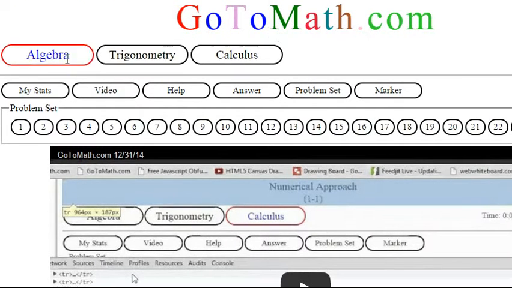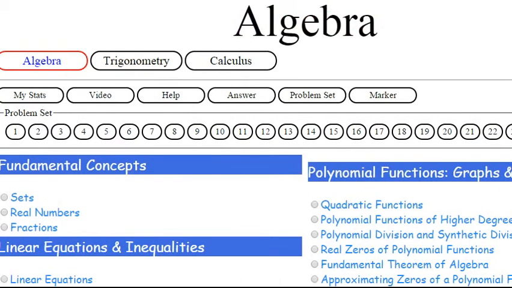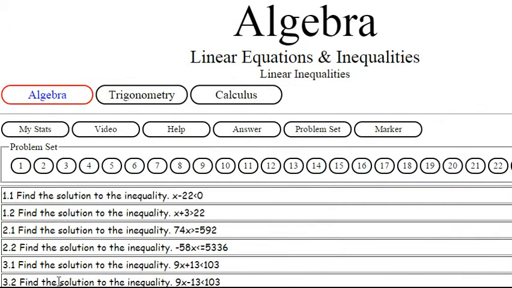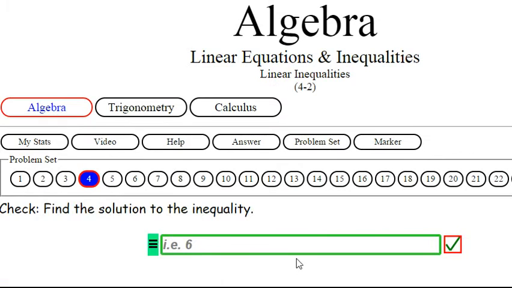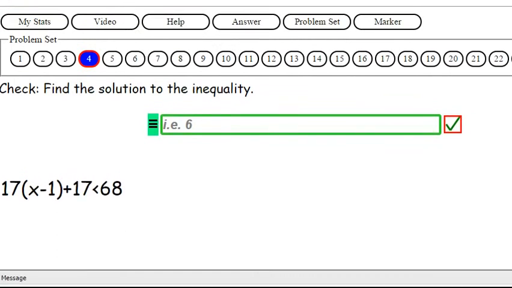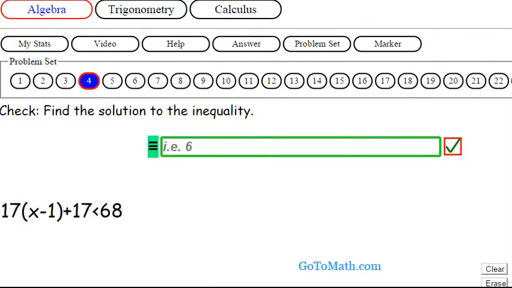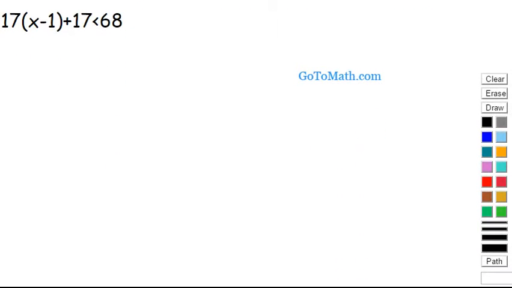Alright, we're over here at gotomath.com, looking at the linear inequalities. 4.2 is what we're working on. Let's bring up the marker board. We need something drawn. Let's just write it out here.